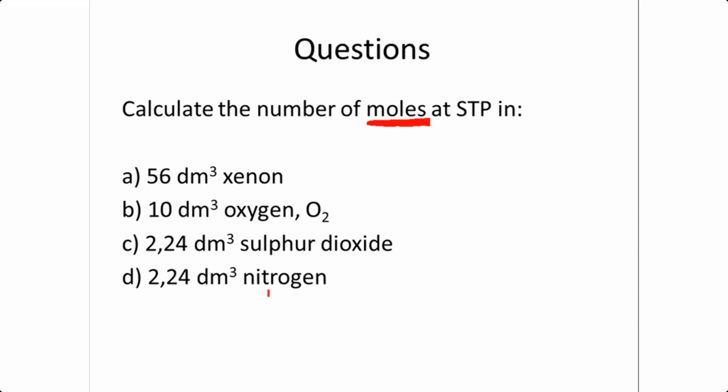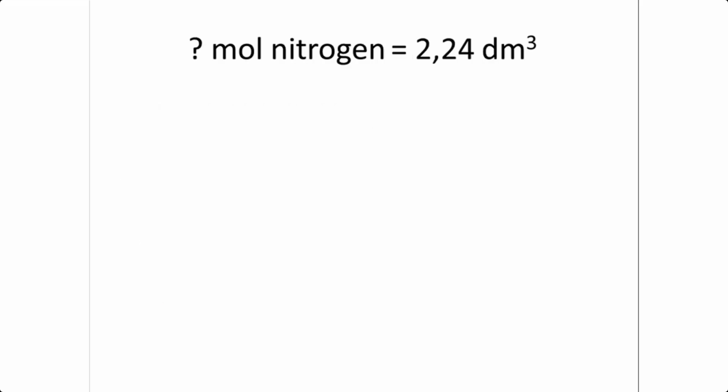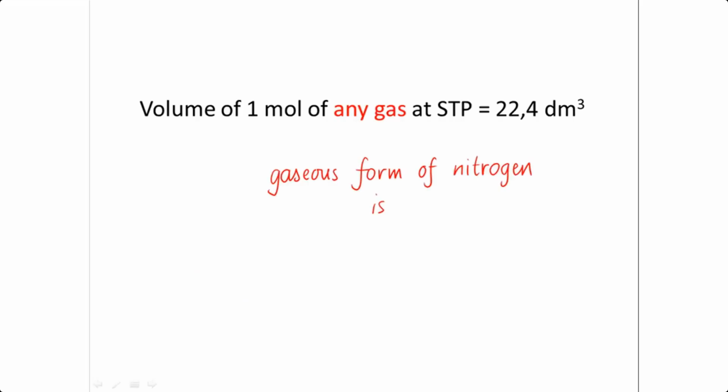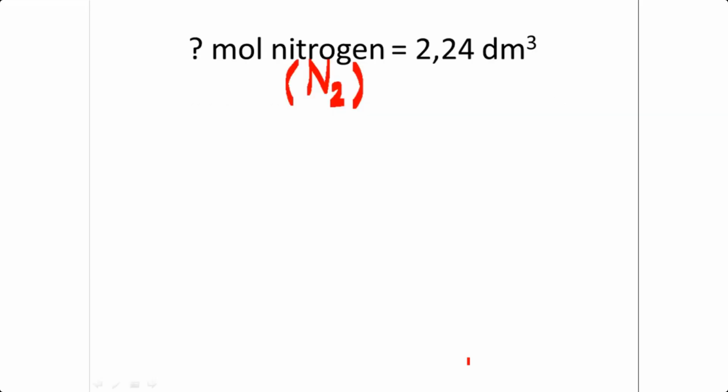How many moles nitrogen has a volume of 2,24 decimeters cubed? Now we first might not know, are we speaking about nitrogen N or nitrogen N2? Remember, 1 mole of any gas at STP has a volume of 22,4 decimeters cubed. The gas nitrogen has a formula N2. You don't find N floating around in the air. You find N2 because that's the stable form, that's the molecular form. And so the question is, how many moles N2 has a volume of 2,24 decimeters cubed?